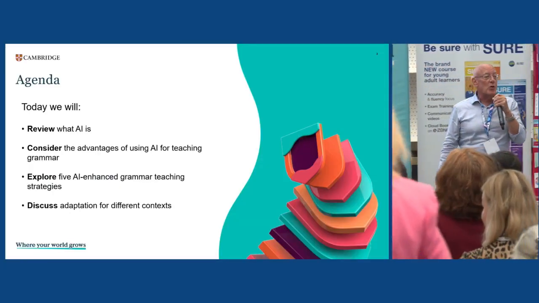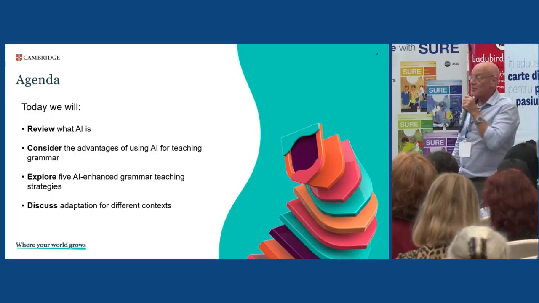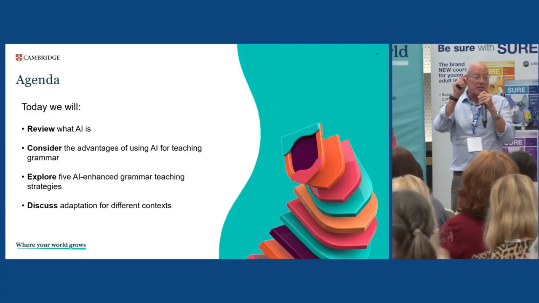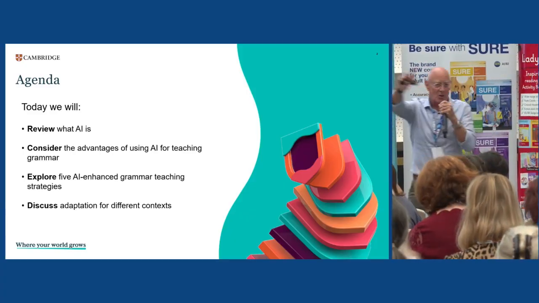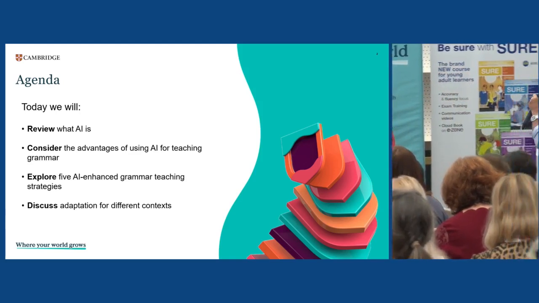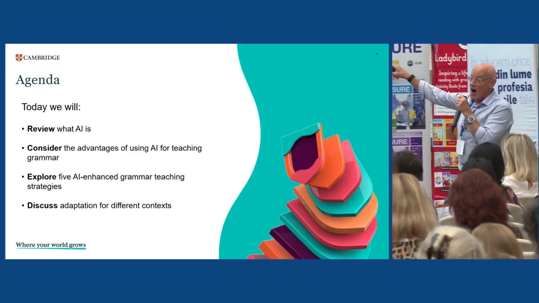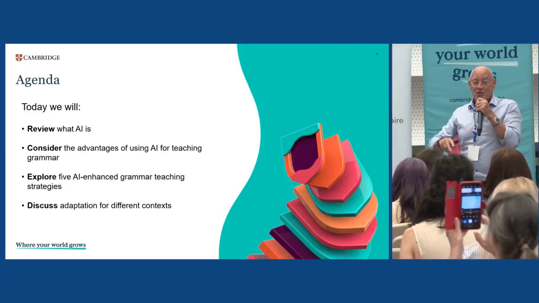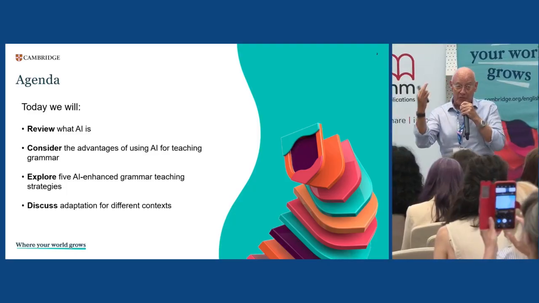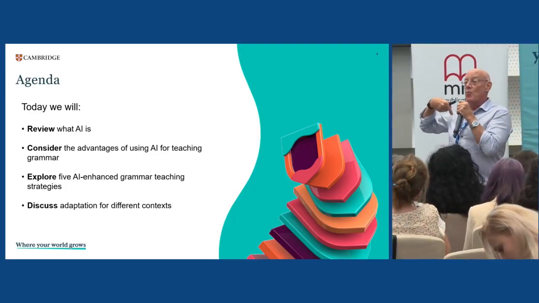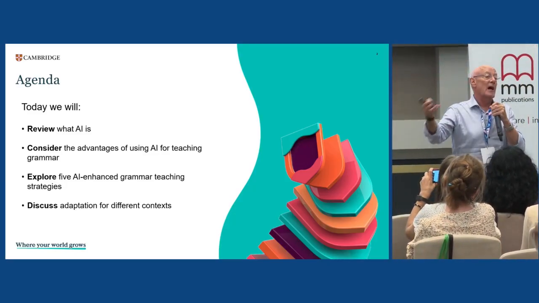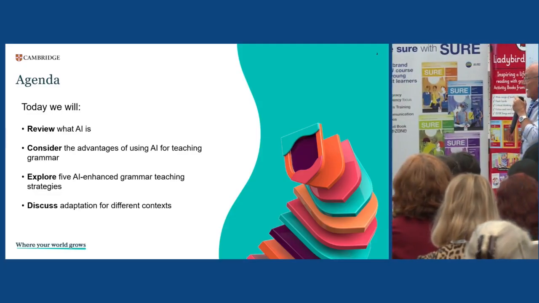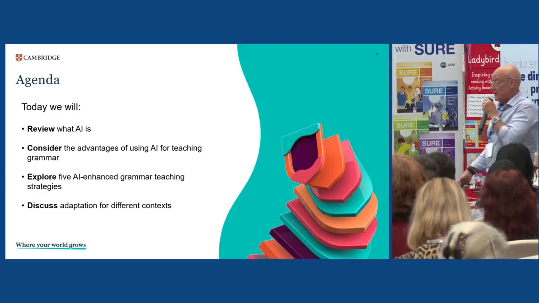So what we're going to do is have a quick review of what AI is and what it means. We're going to have a look at the advantages of using AI specifically for grammar, but of course it has so many applications, but today, just about grammar. It says 5, but I realized this morning I only have 40 minutes. So I've actually cut out 2, so you're only going to get 3, but when you get the presentation afterwards, it will have all 5. Okay, so I hope that's all right. And we'll also have a look at how we can adapt for different contexts.